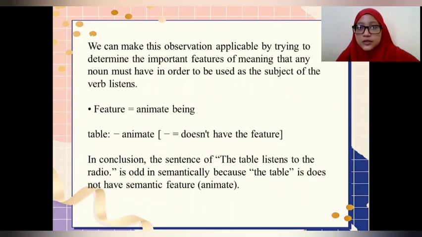We can make this observation applicable by trying to determine the important features of meaning that any noun must have in order to be used as the subject of the verb listens. Feature: animate being. Table is not animate, or the noun phrase table does not have the feature. In conclusion, the sentence "The table listens to the radio" is odd semantically because the table does not have the semantic feature of animate.